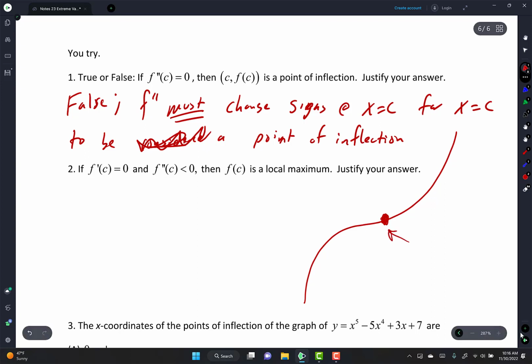But it's not always going to be. What if I have something like this? The second derivative is 0 here, but it's not a point of inflection. Oh, so it can be, but it's not always, which is why you can't make that assumption.